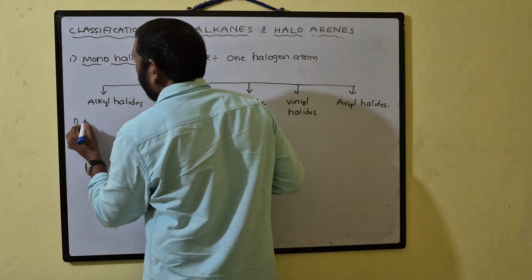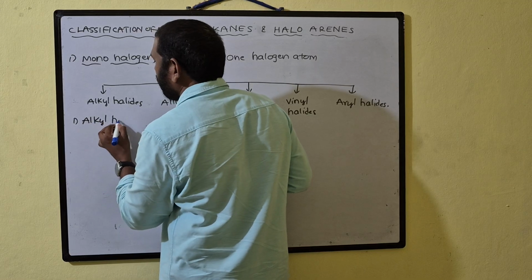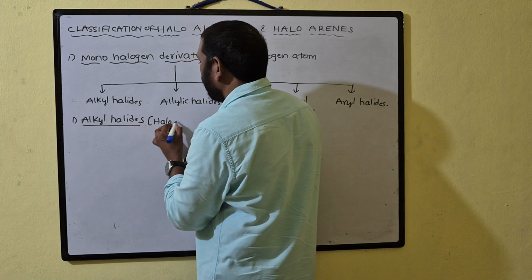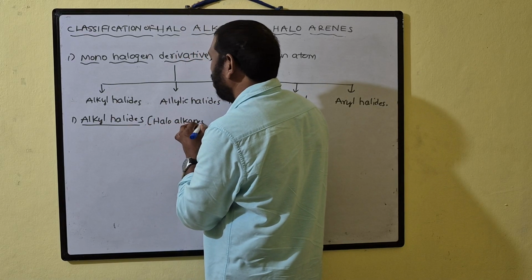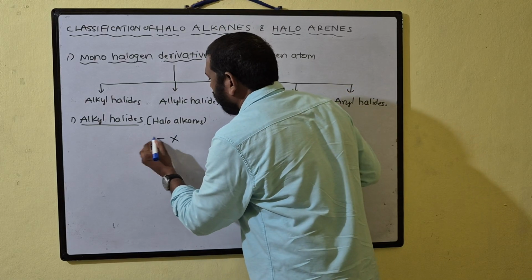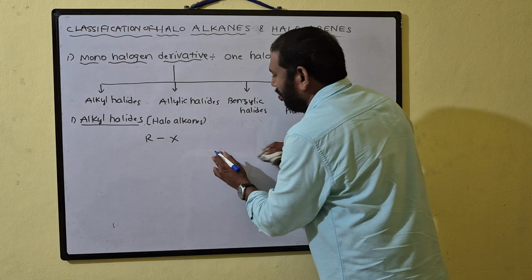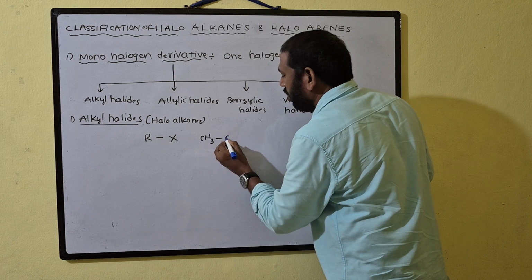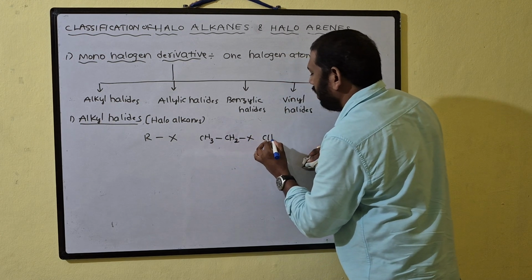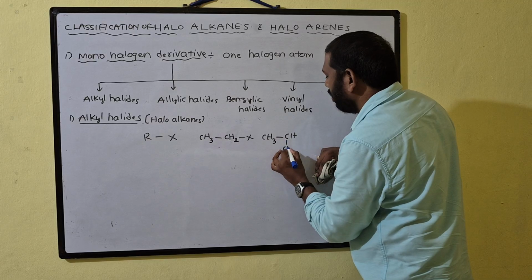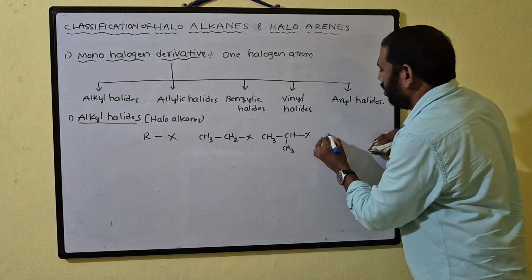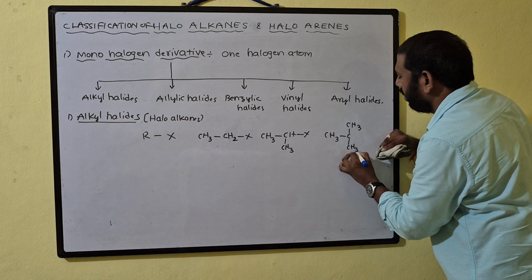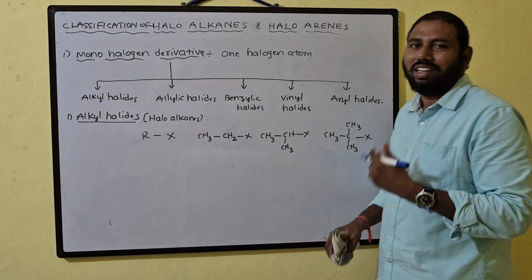First one, alkyl halides. Alkyl halides are also called haloalkanes. In alkyl halides, halogen directly adds to an alkyl group. For example, CH3X, CH3CH2X, CH3CHXCH3, (CH3)3CX. All these are examples of alkyl halides.